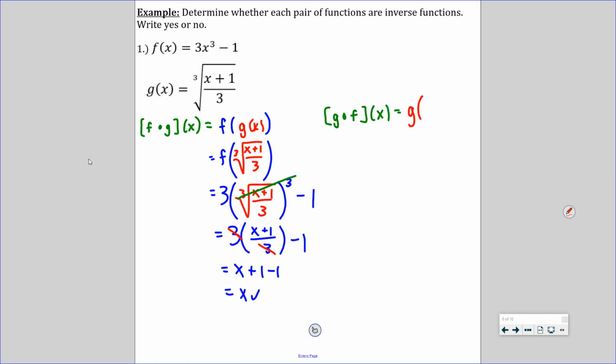All right, so this is g of f of x. Could we start with either f of g or g of f? Yeah, it doesn't matter. Good question.